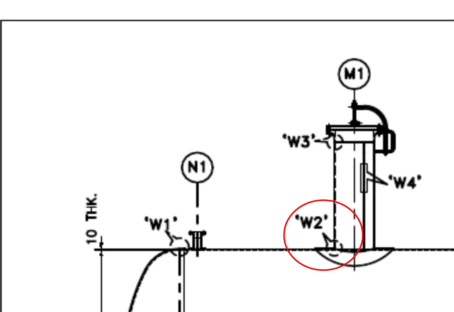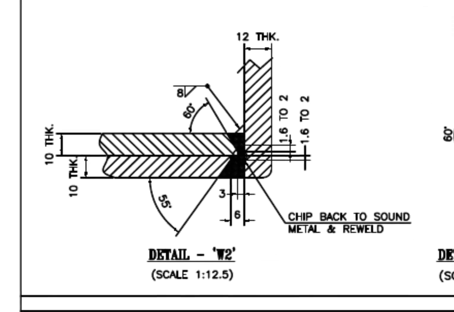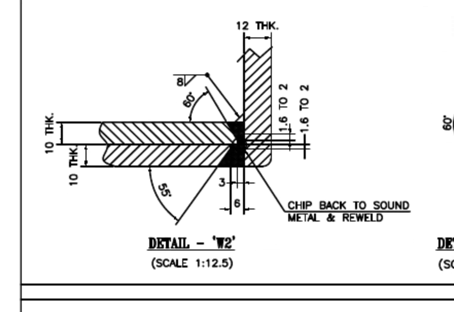W2. Stub-in type joint. 60-degree bevel. Little confusing. Here the included angle is 30 degree. Here the included angle is 35 degree.